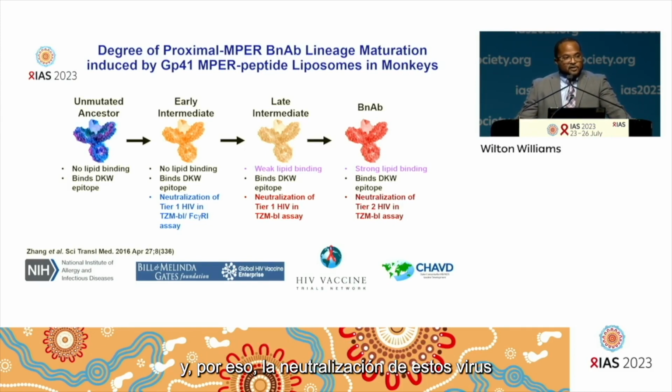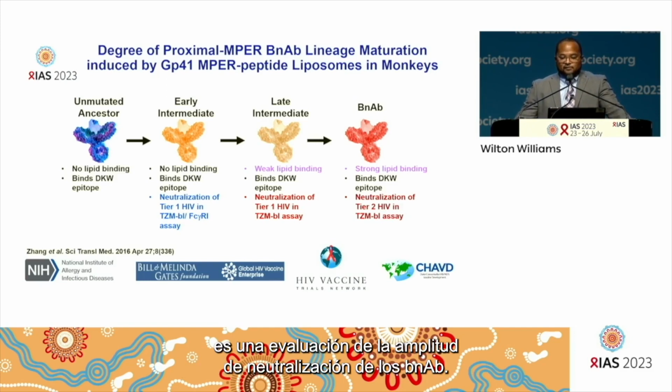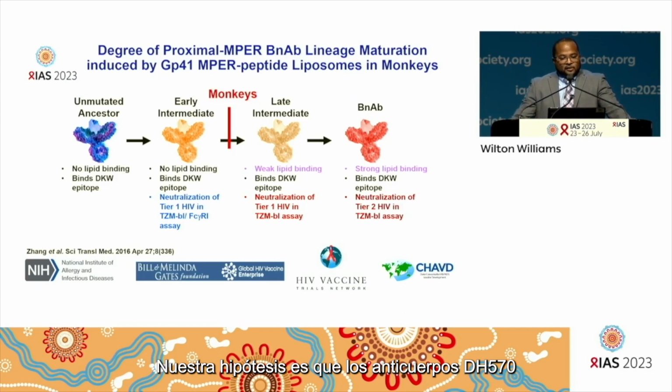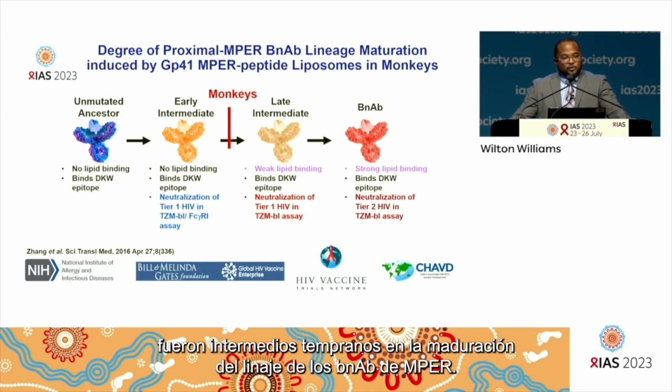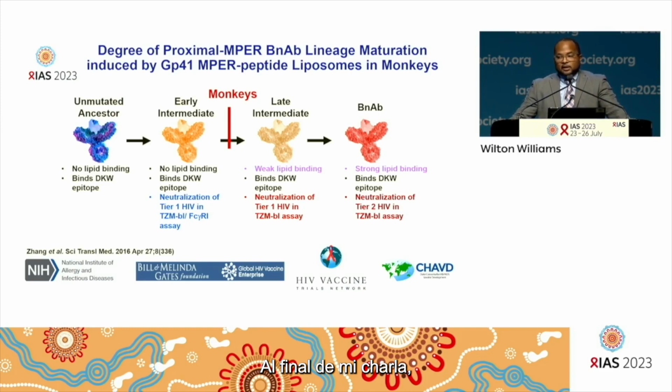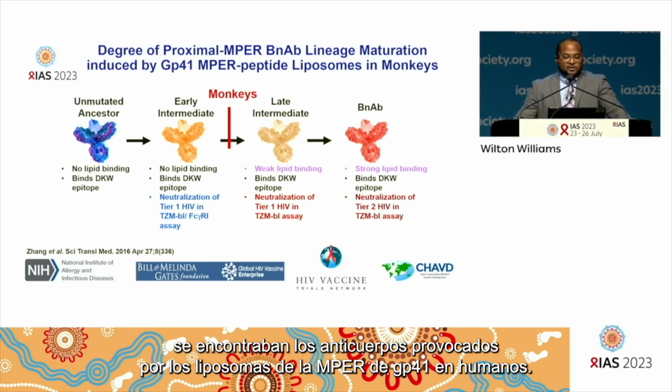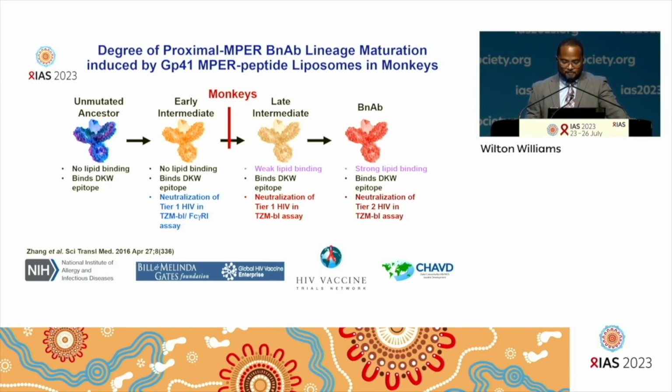So neutralization of these viruses is an assessment of neutralization breadth of bNAbs. We hypothesized that the DH570 antibodies that were elicited by GP41 MPER peptide liposomes in monkeys were early intermediates in the MPER bNAb lineage maturation pathway. And at the end of my talk, I'll show you at which stage of this maturation pathway were the antibodies that were elicited by GP41 MPER peptide liposomes in humans.